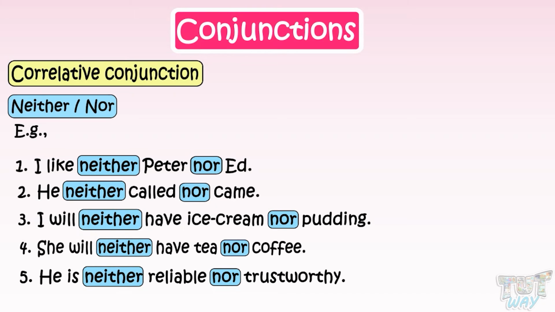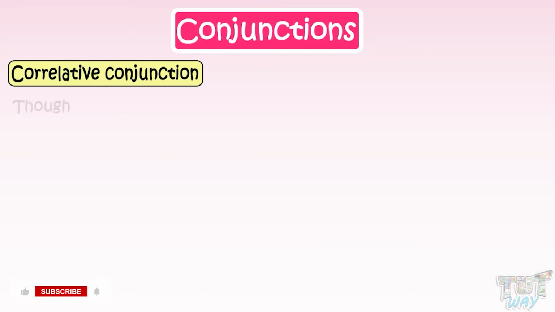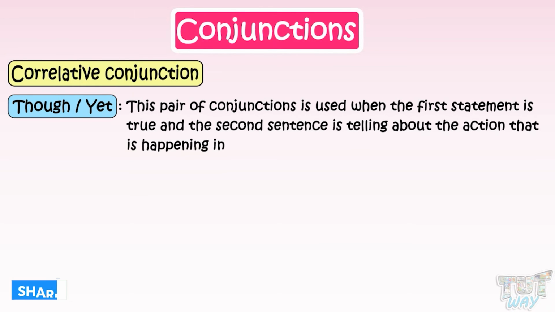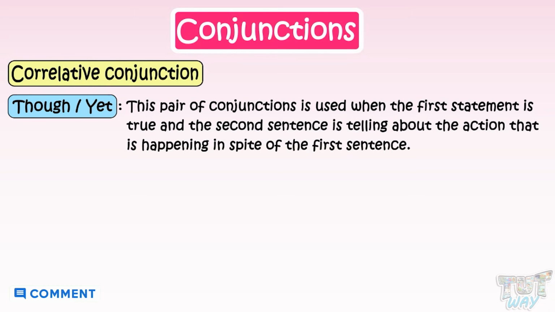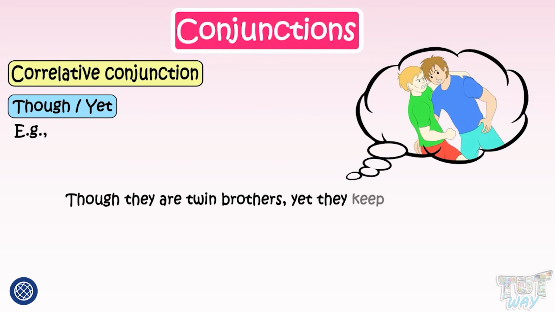Now, the next correlative conjunction is a bit tricky to use. Let's learn properly. Though, yet. This pair of conjunctions is used when the first statement is true and the second sentence is telling about the action that is happening in spite of the first sentence. For example, though they are twin brothers, yet they keep quarreling.